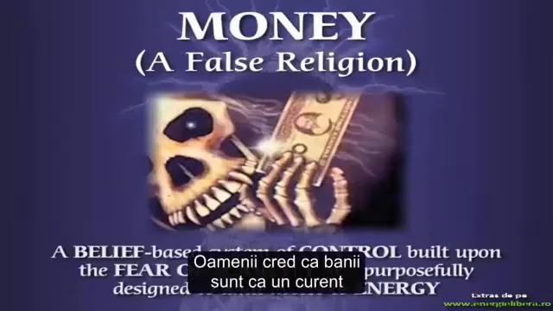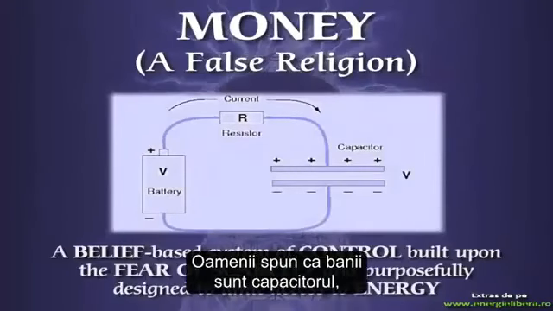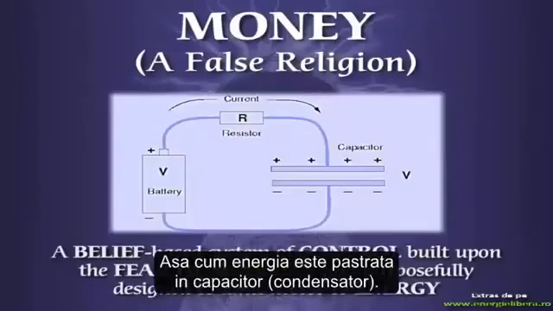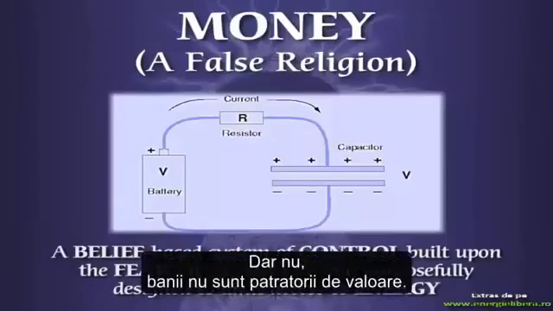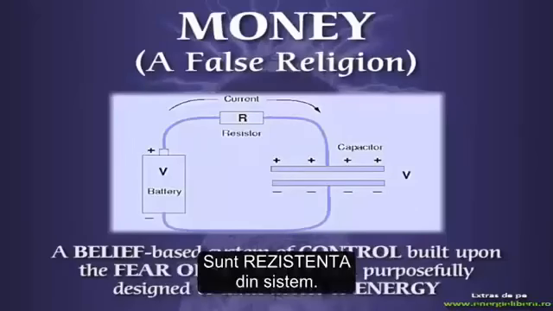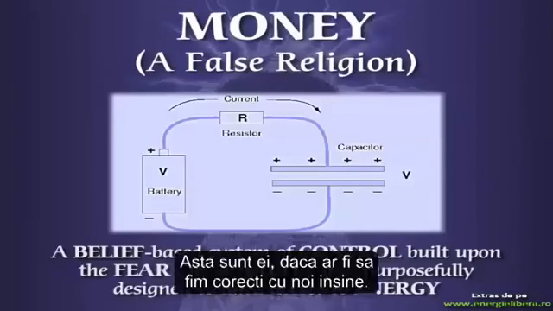See, people think it's the flow. That's why they call it currency. Oh, wait. It's the capacitance. It's the store of value, right? Like we store electricity in capacitors. No, it's not the store of value either. What is it? It's the resistance in the system. Money is the thing that stops energy from flowing freely, if we're being honest with ourselves.